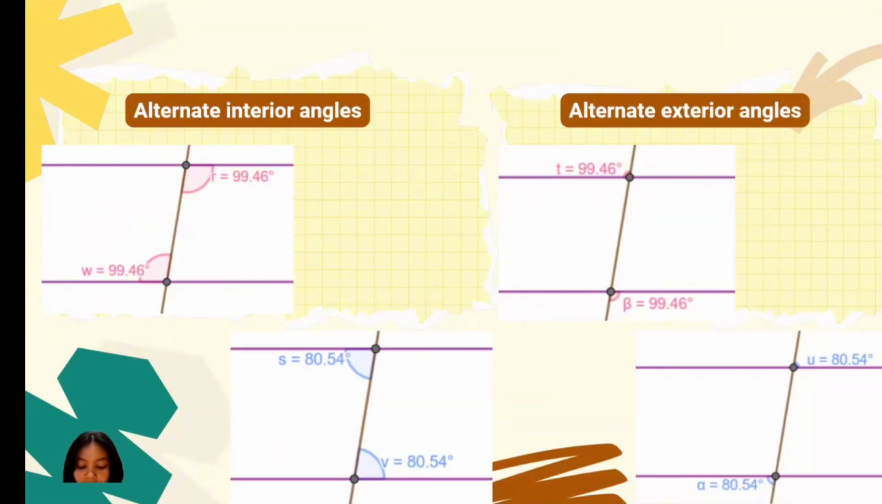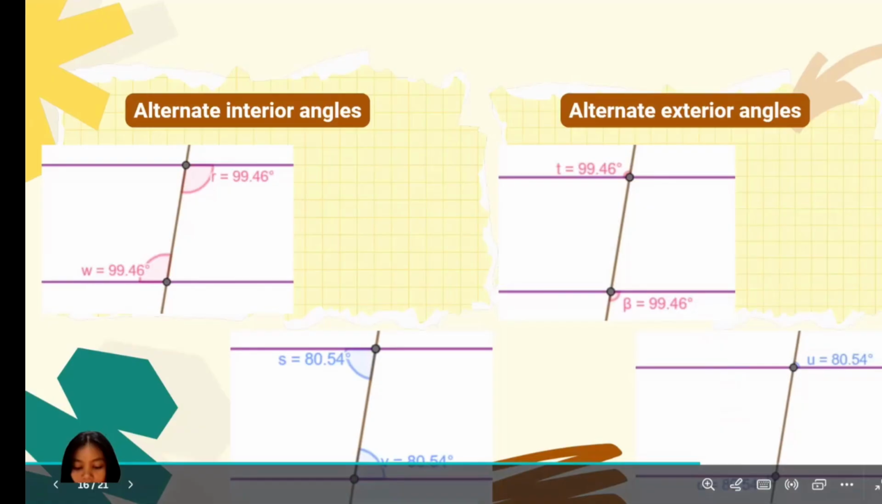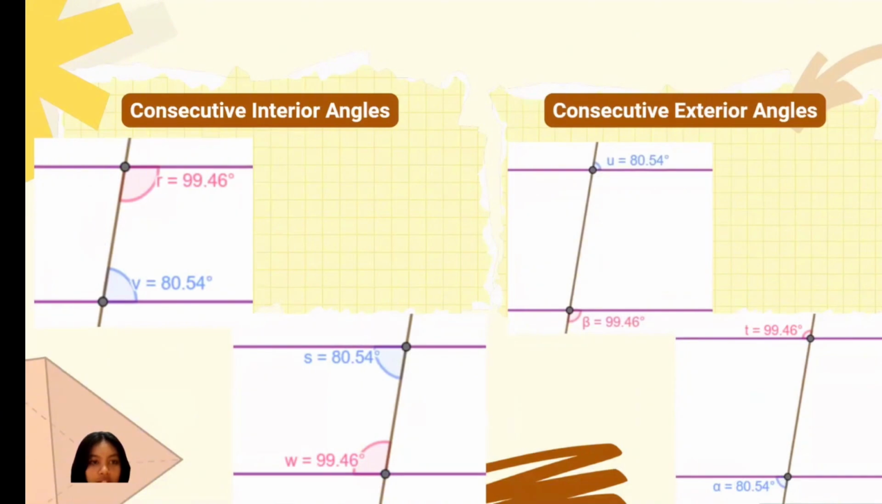And next is alternate exterior angles, which are angles that are opposite each other and are bounded by a transversal line and are on the outside of parallel lines. In this figure, angles such as angle T and angle beta are called alternate exterior angles. Other alternate exterior angles are angle U and angle alpha. Last is consecutive interior angles and consecutive exterior angles.